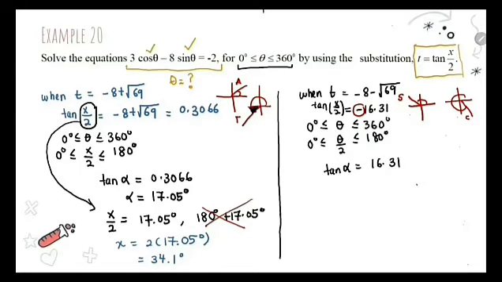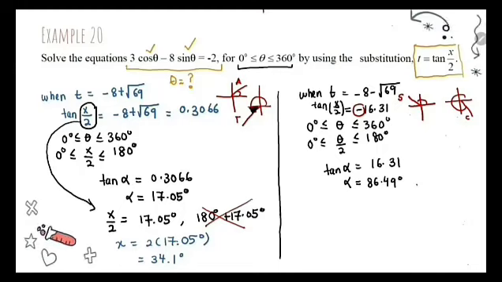Okay, after we find the new range, we will be able to find our reference angle. Tangent alpha equals 16.31. So remember, for the reference angle, we do not have to consider the negative sign. Okay, so arc tangent of 16.31 will be giving us 86.49 degree. Now that's your reference angle. We still have to find x over 2.